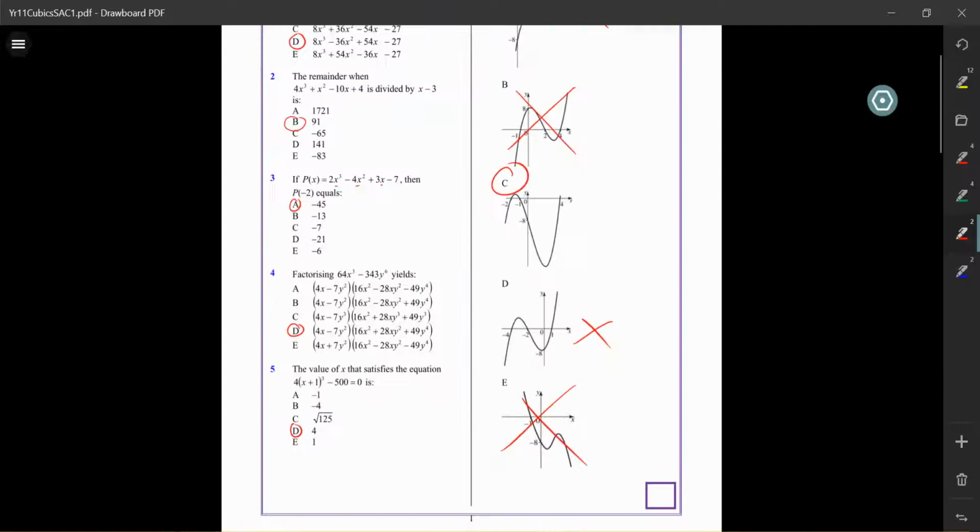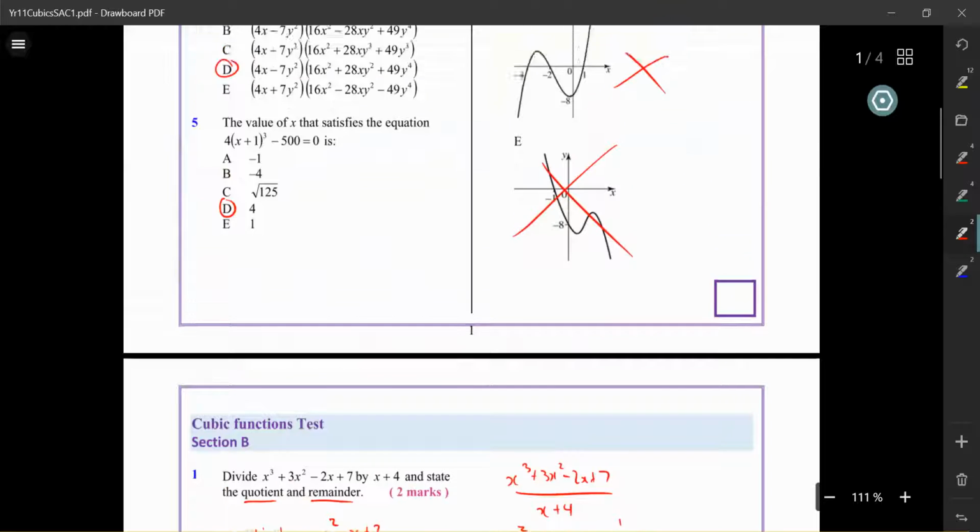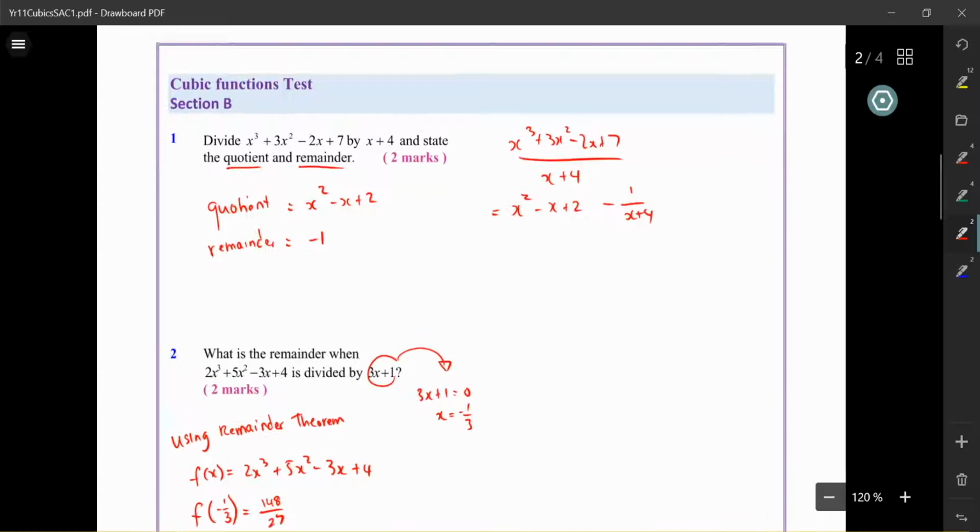If I do give you multiple choice questions, these will be CAS. I'll tell you which ones will be CAS, and the ones that I don't use CAS for, they should come out nicely. You should be able to do it by hand.